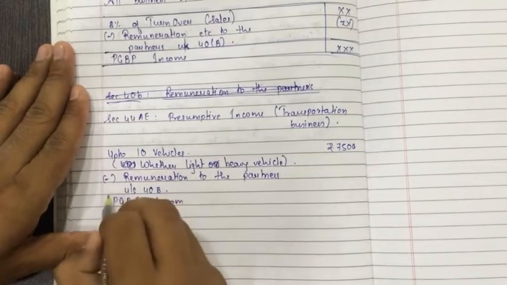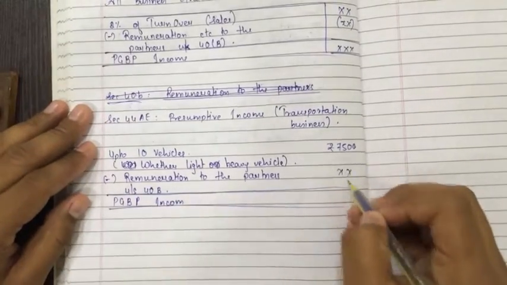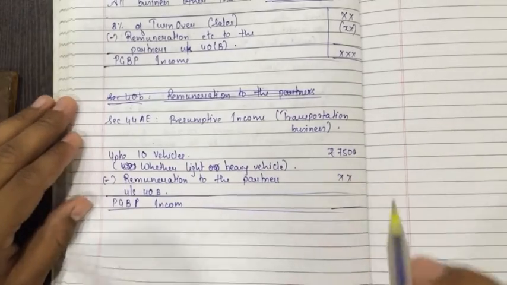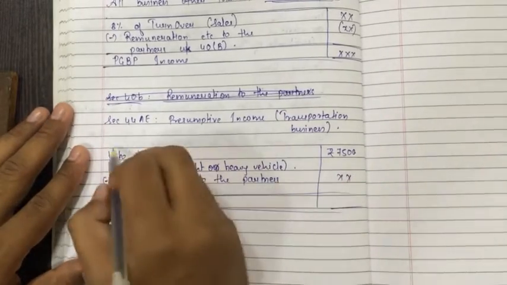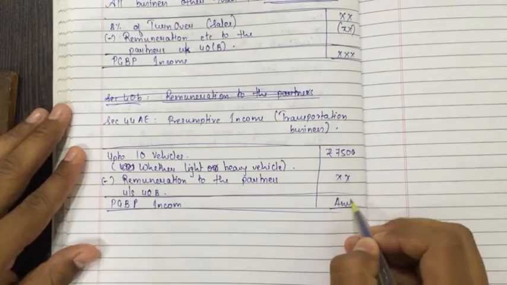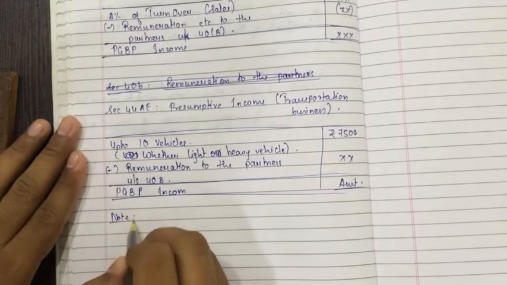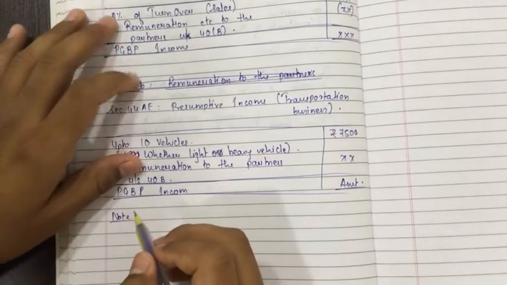This is all the complete theory part. It has a practical application, but it can be understood while doing the sums only. I can't explain it to you now. So whatever amount will be coming, it will become PGBP income. There is a note for this.